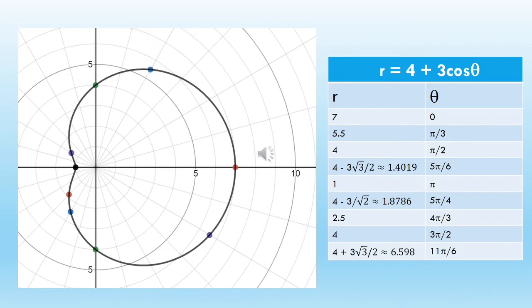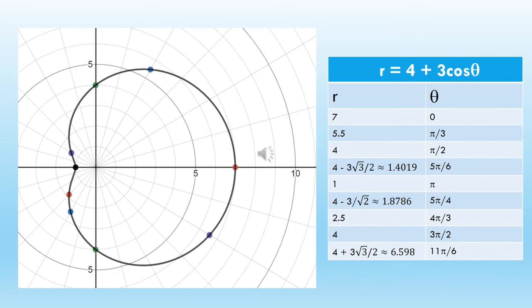So now that we built our table, we can plot these points. When you're plotting in polar coordinates, you first want to think about the angle. So 0 radians means you have not rotated and you're on the positive x-axis. So there's a point at a radius of 7 from the origin on what looks like the x-axis. If I rotate to pi over 3, again 60 degrees is pi over 3, my radius is 5.5. So notice there's a point 5.5 units out from the origin.